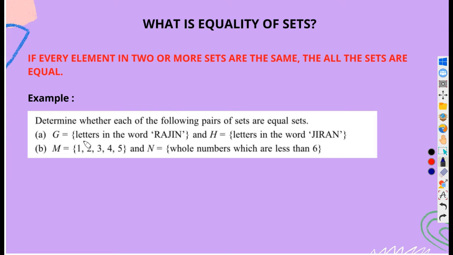Here, the first one, set G is equal to the letters in the word Rajin, and H is equal to the letters in the word Rajin. First we must do the listing. So G is equal to the letters of Rajin.